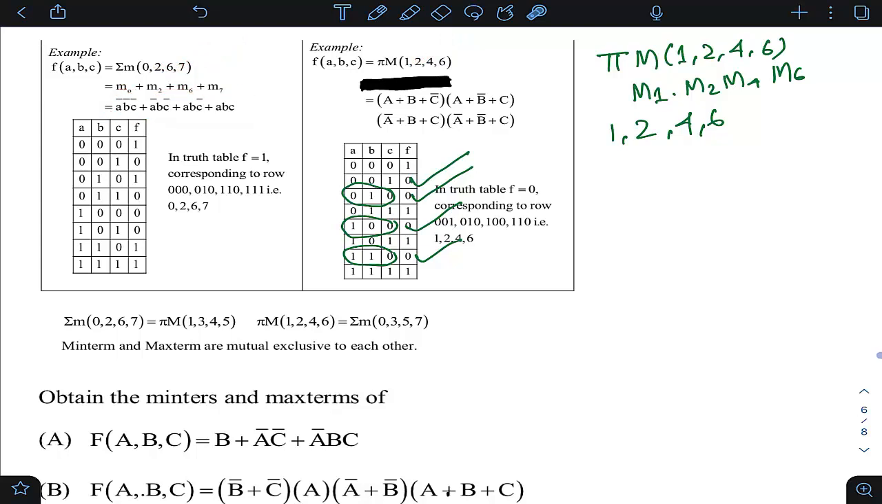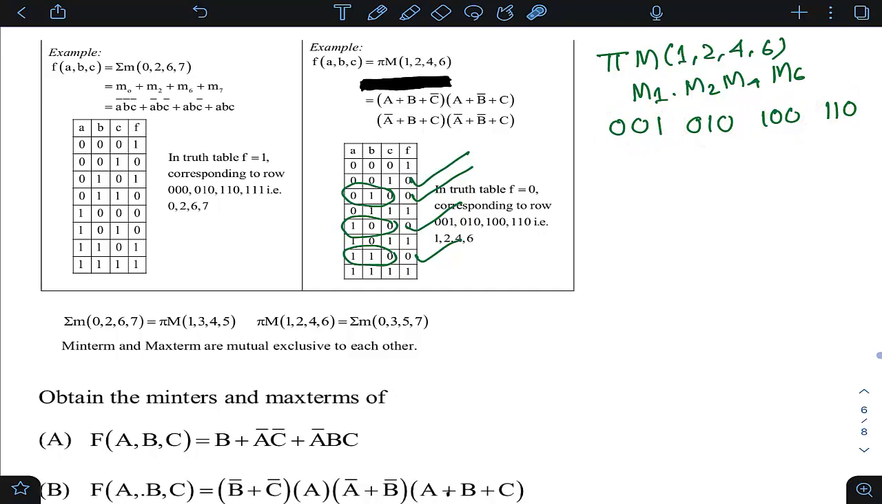So let's say this is what is given, and from this I want to reach here. How will I get it? From this I can write this one, right? So I know that Maxterm 1 is 0, 0, 1, the binary combination. 2 is 0, 1, 0. 4 is 1, 0, 0. 6 is 1, 1, 0. So in the Maxterm case, each number is giving me a sum term. These all are giving me a sum term.